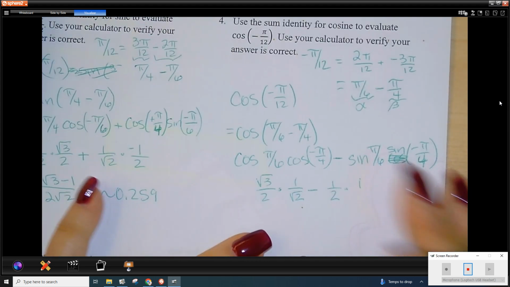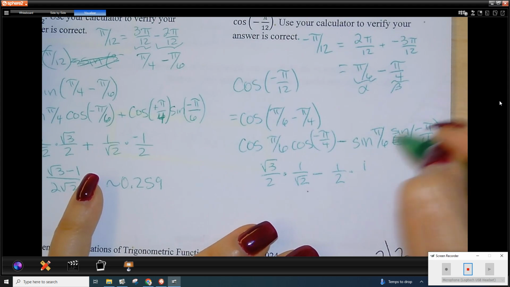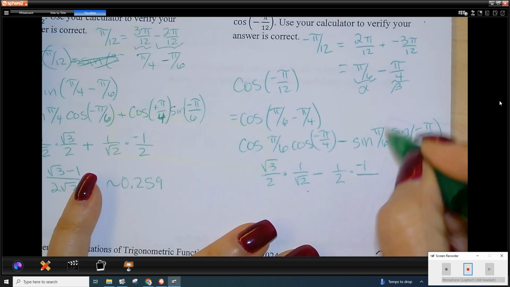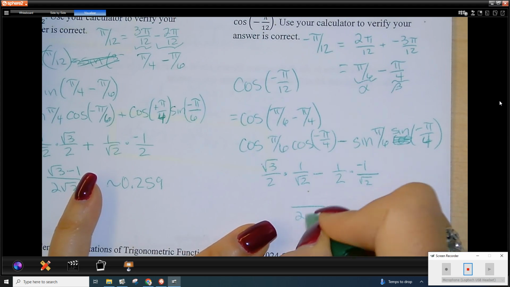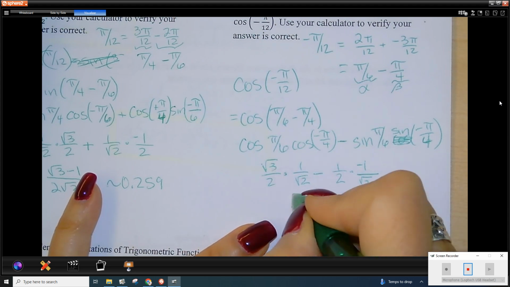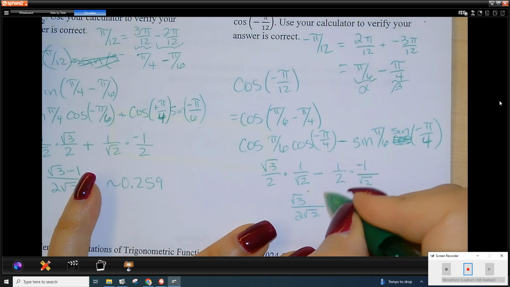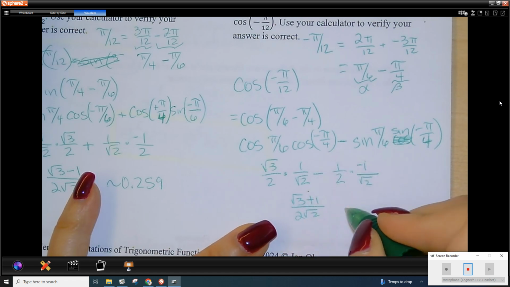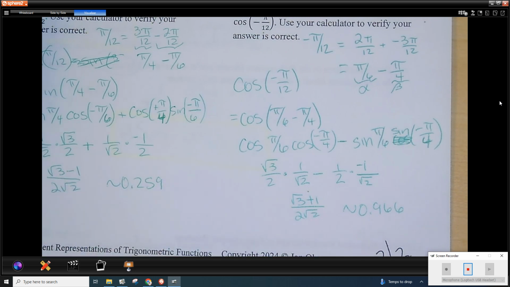So sine of negative, that's when we go negative, and it's negative 1 over square root of 2. We have the same 2 square root of 2. That's square root of 3. That's negative 1, but we're subtracting, so it becomes a plus 1. And if you put this in the calculator, you get about 0.966, which you may recognize from number 1.